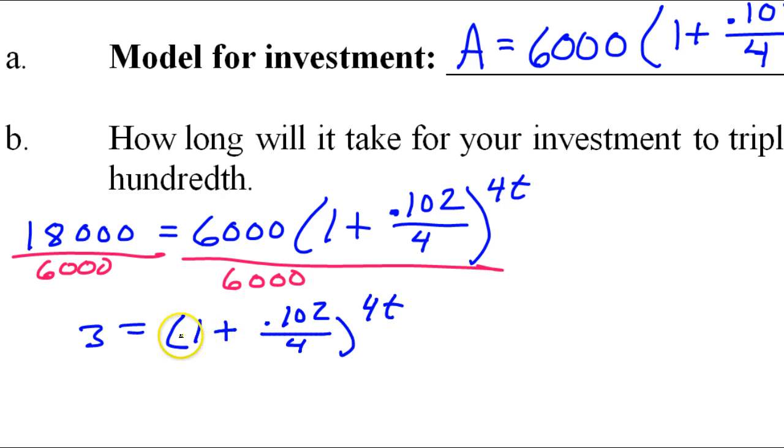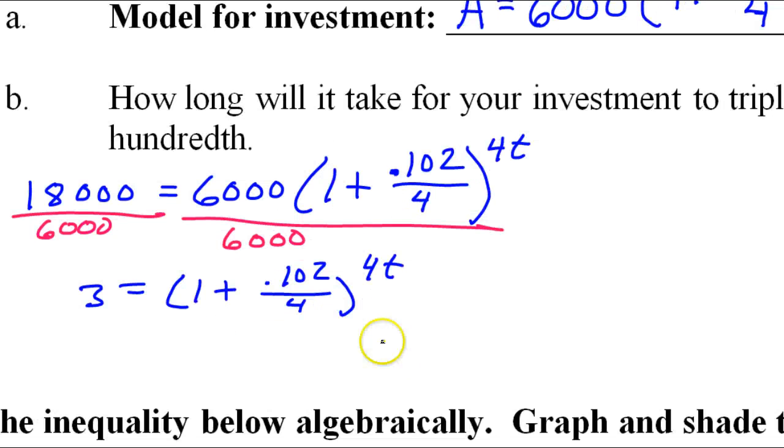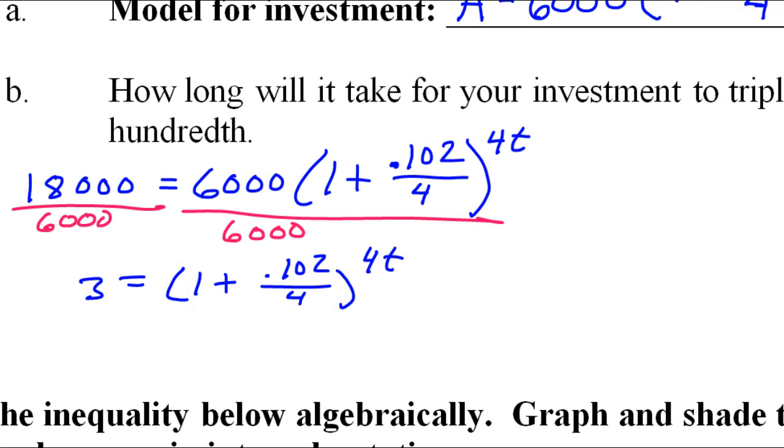Okay, now this is the one time I'm going to go ahead and round ahead of time. I'm going to have to rewrite this in log form, but writing log base 1 plus 0.102 over 4 is going to be very cumbersome. So I'm going to go ahead and turn this into a decimal now. But I'm going to say this twice: keep 4 decimal places because it's not the end of the problem.